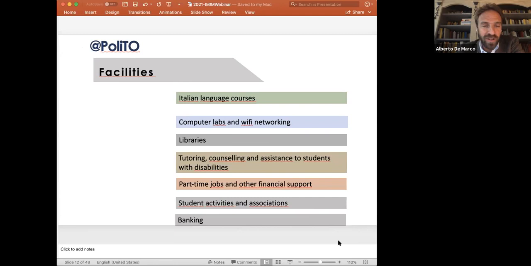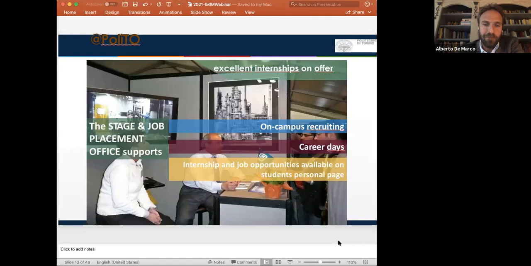Taking advantage of all the on-campus facilities, which are still open during the COVID period. Students can go to labs, libraries, and can ask for tutoring and counseling. And we have a large variety of part-time job opportunities for students coming in, student activities, associations, and so on. A strong point is that students coming to Torino may be supported in finding their company-based thesis during the fourth semester if they would like to remain for the full year, as I mentioned.